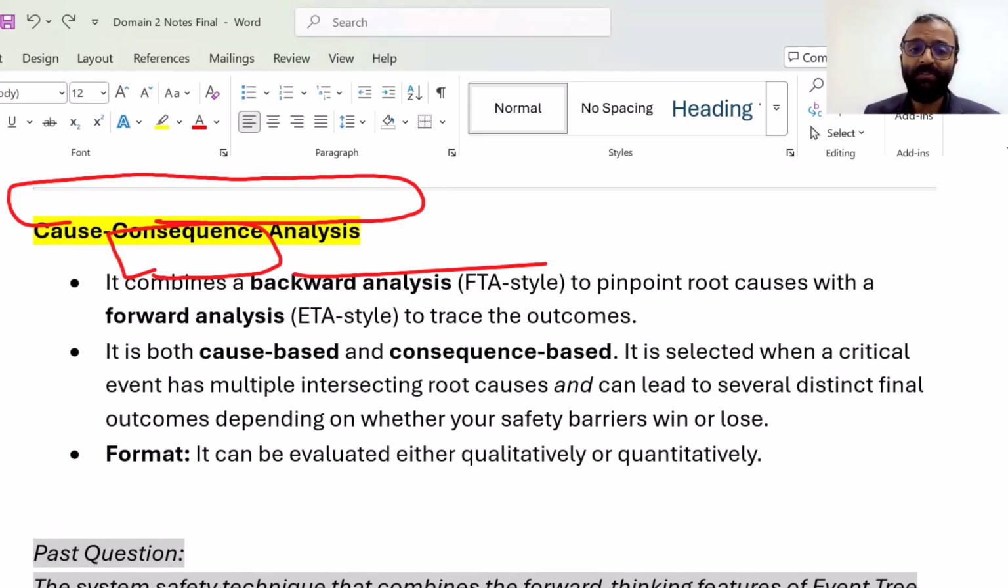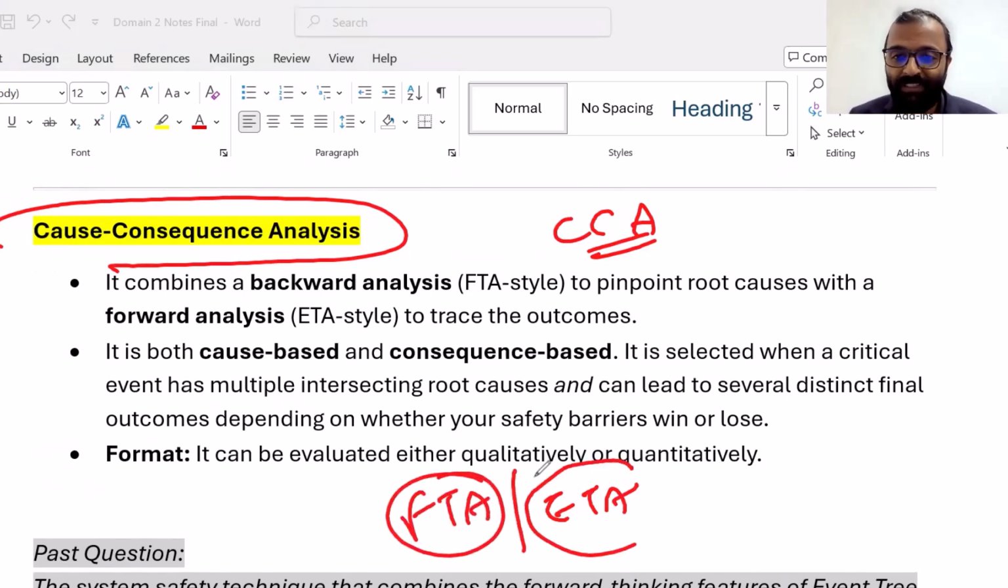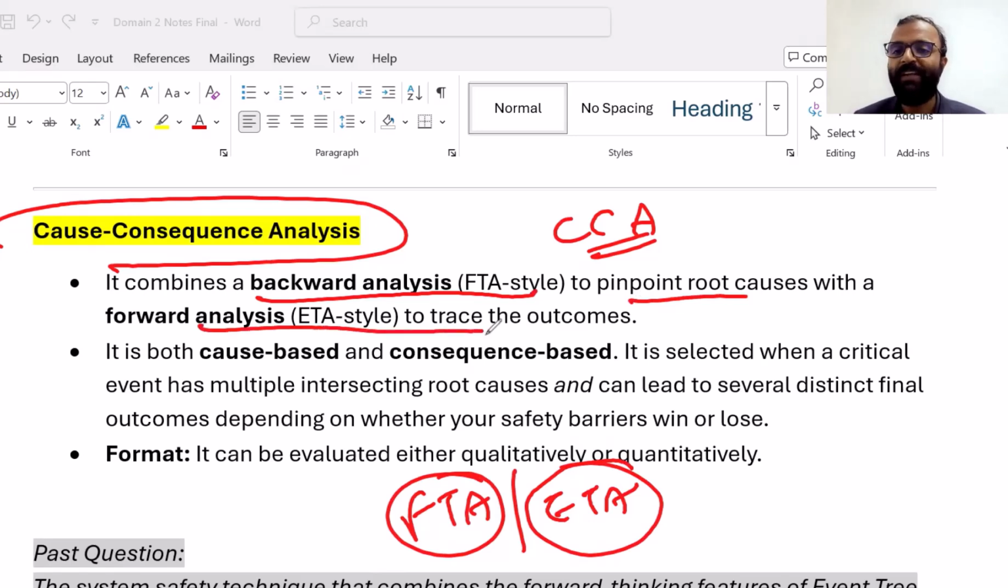Now, what is cause consequences analysis? It is the combination of event tree analysis and fault tree analysis. It combines the backward fault tree analysis, to pinpoint the root cause, with the forward event tree analysis. Fault tree analysis is backward, and event tree analysis is forward. So the combination of fault tree analysis and event tree analysis is cause consequences analysis. Okay, so it is the combination of both.